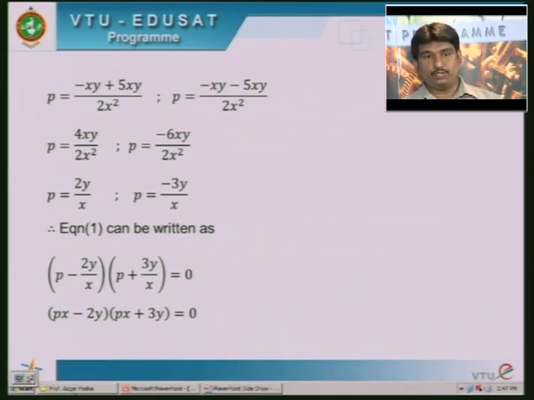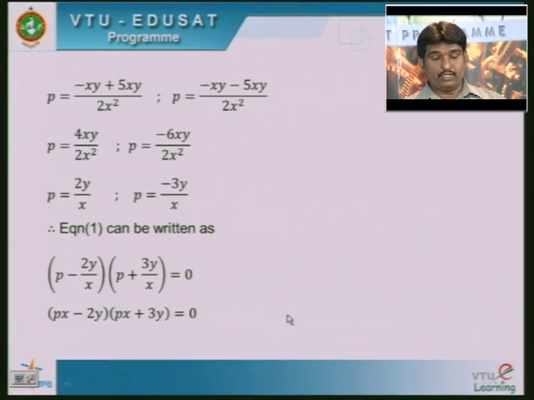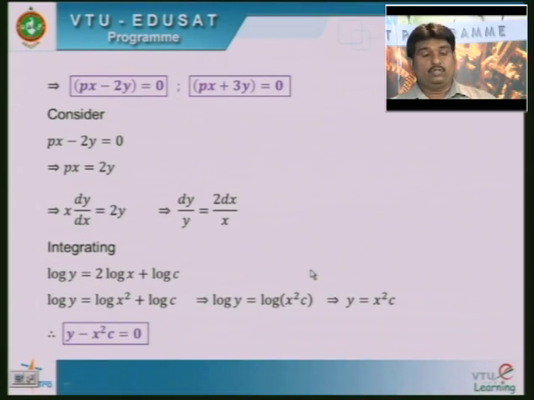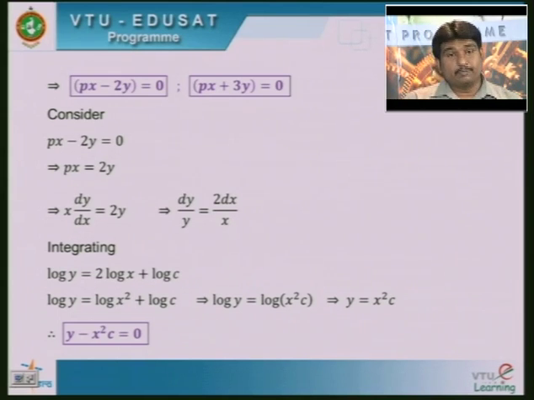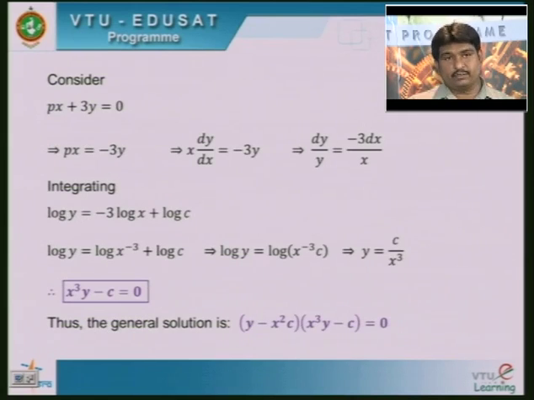That is, px minus 2y into px plus 3y equals 0, and then solve them to get solutions as usual. y minus c x square equal to 0 is the solution of px minus 2y equal to 0, which is obtained by separating the variables. And the solution of the second differential equation px plus 3y equal to 0 is x cube y minus c equal to 0. Therefore, the general solution is y minus c x square into x cube y minus c equal to 0.